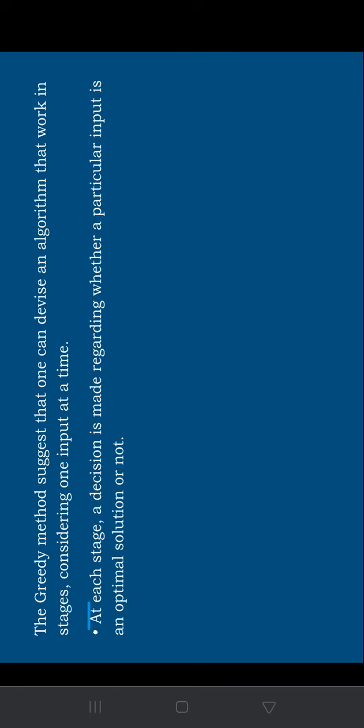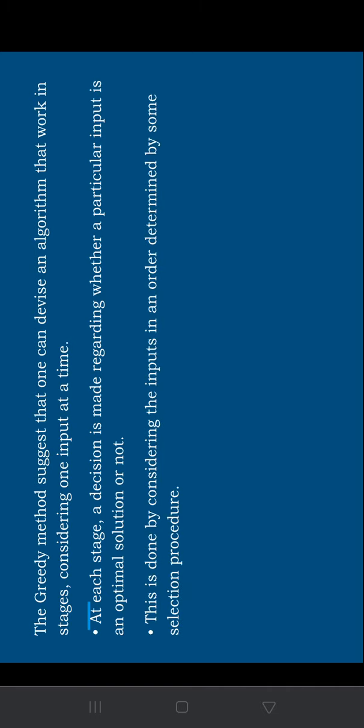The greedy method suggests that one can devise an algorithm that works in stages, considering one input at a time. In the greedy method, you give one input at a time and we check whether the input is optimal or not. If it is okay, we add it, otherwise we discard it. That is the greedy approach. At each stage, a decision is made regarding whether a particular input is an optimal solution or not.